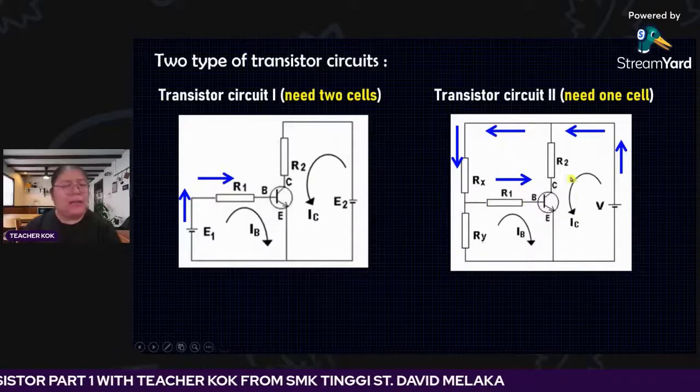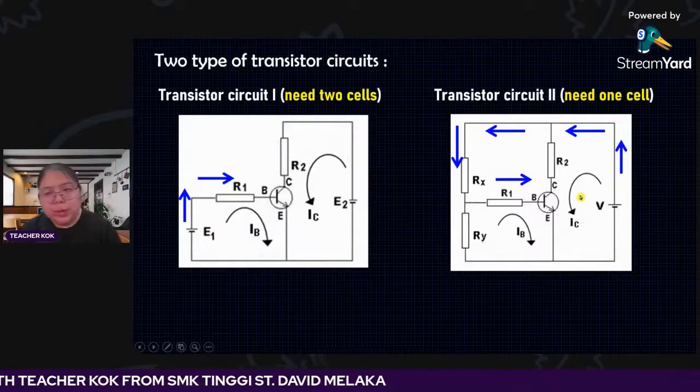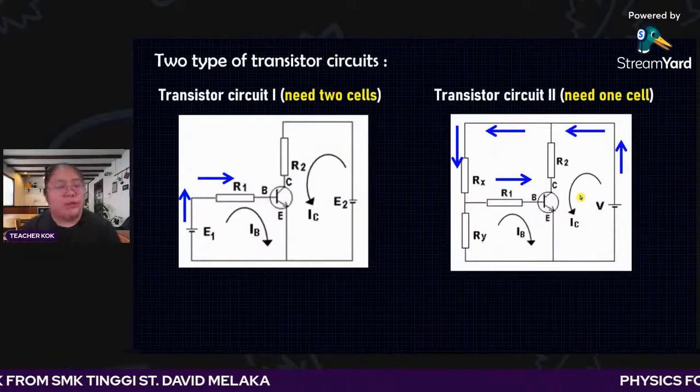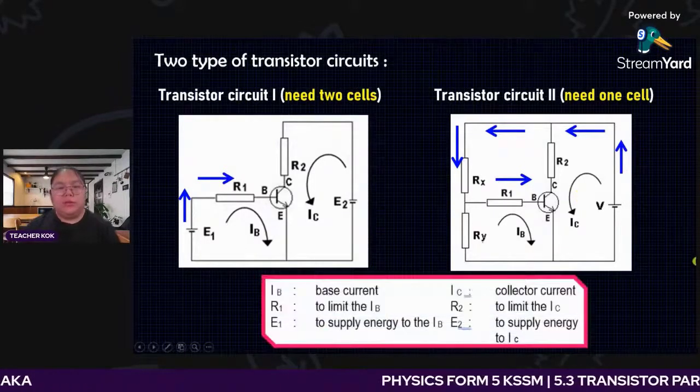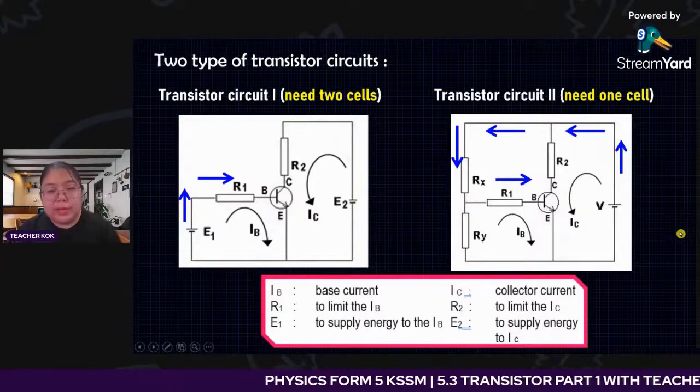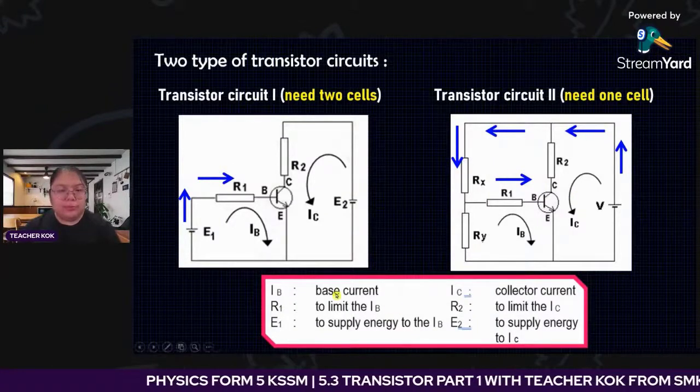Then how about IC? How come there is IC produced? This is the question: why does it become like this? Then we go on to introduce every label first.